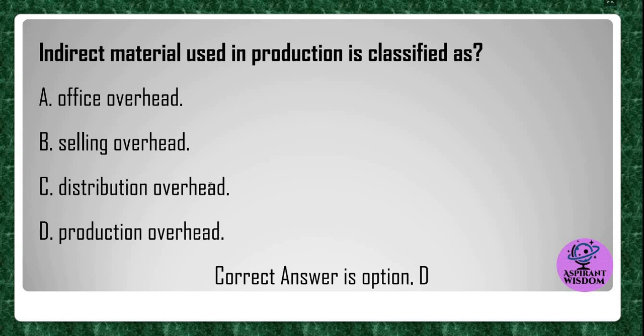Indirect material used in production is classified as A. Office overhead. B. Selling overhead. C. Distribution overhead. D. Production overhead. Correct answer is option D.